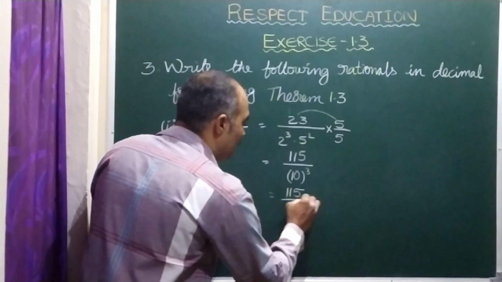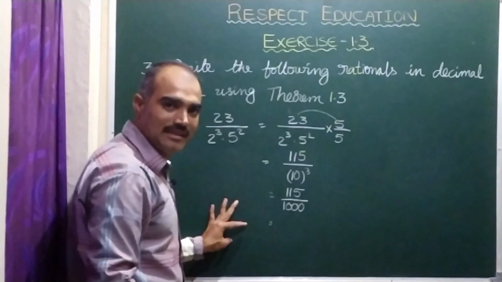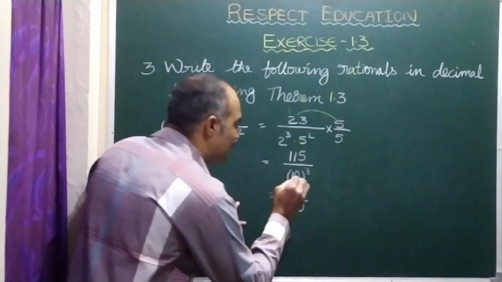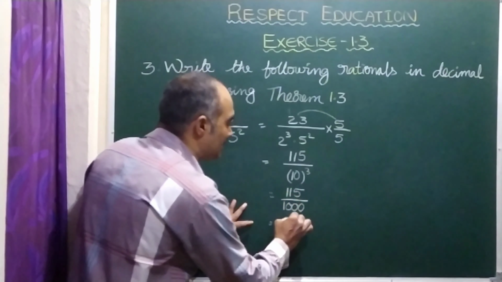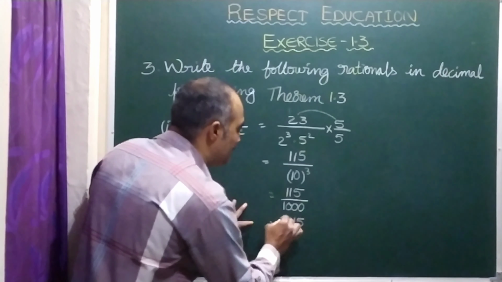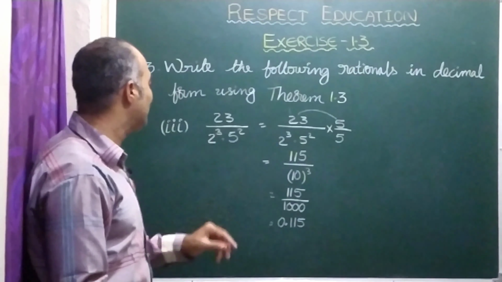So 115 by 1000. See here, children, how many zeros are there? 3 are there. So after the decimal, after the point, how many digits are to be fulfilled? 3 digits. Exactly 3 numbers are there. So let us write 115 as it is, here, 0.115. This is the decimal form of the given rational number.